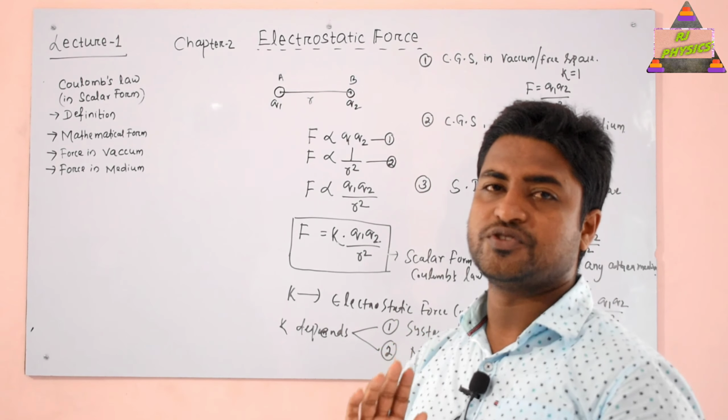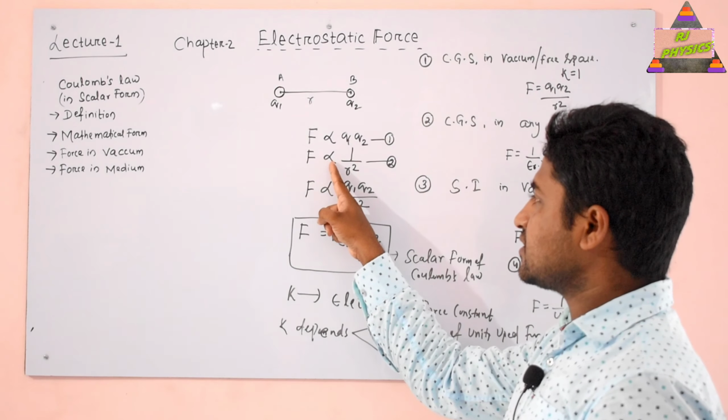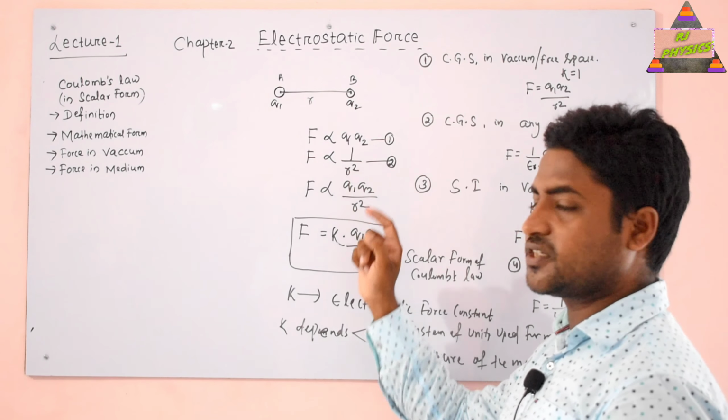So Coulomb's law states that the electrostatic force of attraction and repulsion between two charges is directly proportional to the product of the magnitude of the charges. It is inversely proportional to the square of the distance between them.